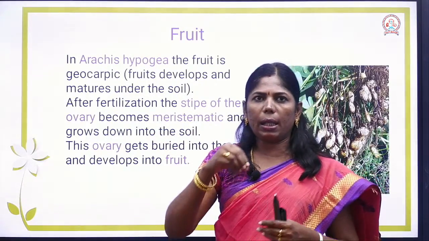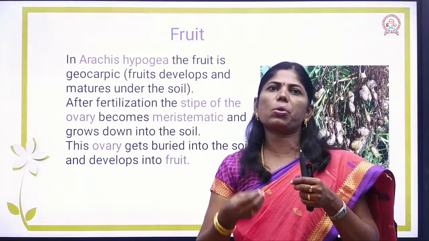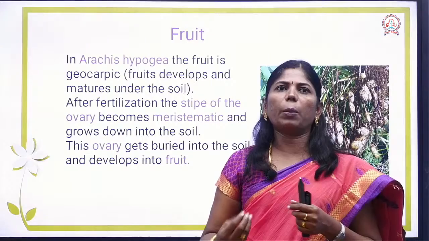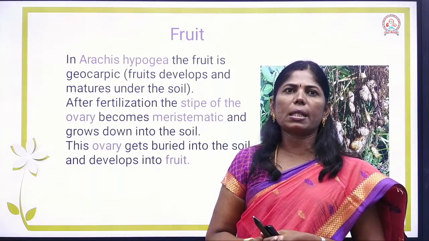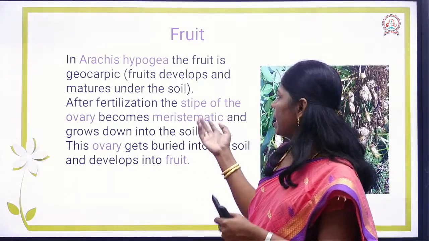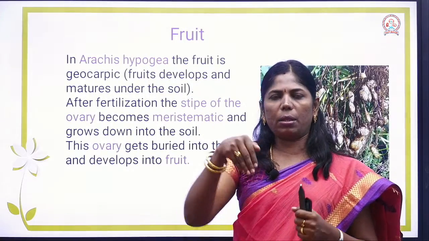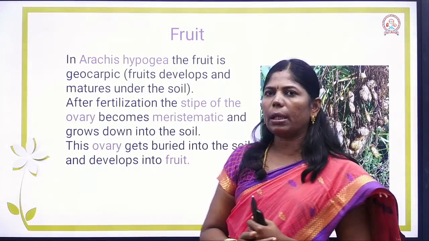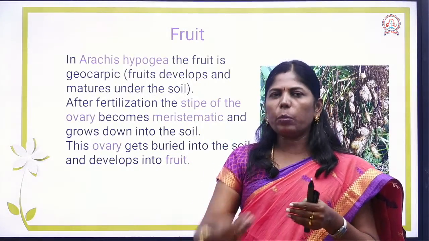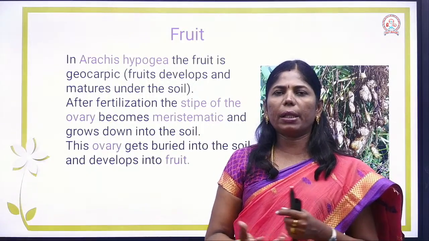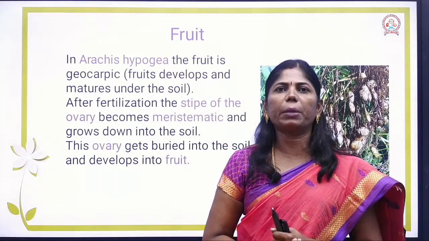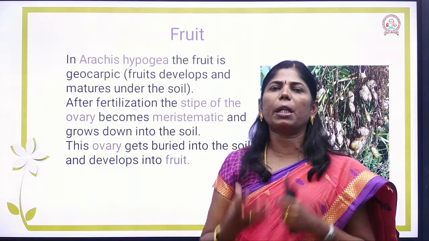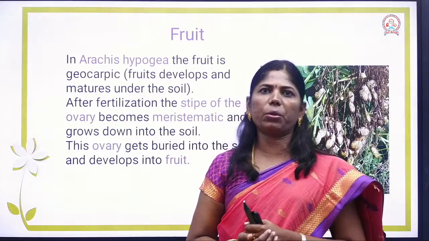So what happens is, from there, the meristematic tissue grows towards the soil. It is like a root forming for us. So after fertilization the stalk of the ovary becomes meristematic, and it grows towards the soil. The ovary gets buried into the soil. That is why the ovary goes below the ground and we get the groundnut from under the ground. The reason it goes into the ground is the meristematic tissue. Okay? It grows down into the soil.